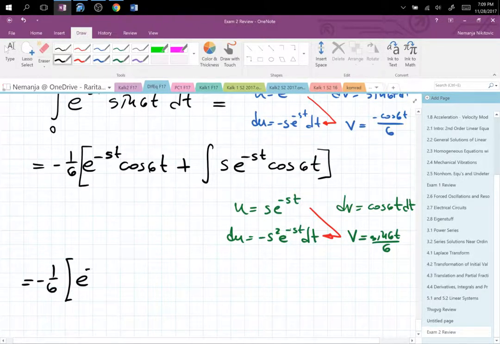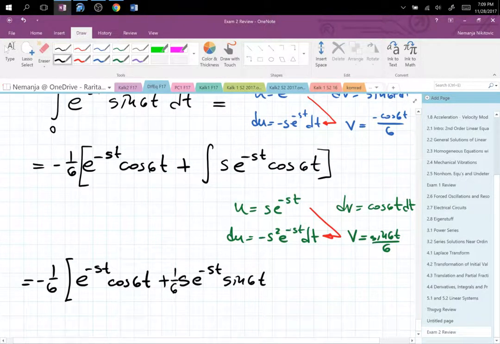The first term leaves s e to the negative st sine 6t over 6, and then plus, because it's negative 1 times negative 1 over 6, the integral of s squared e to the negative st sine 6t dt.